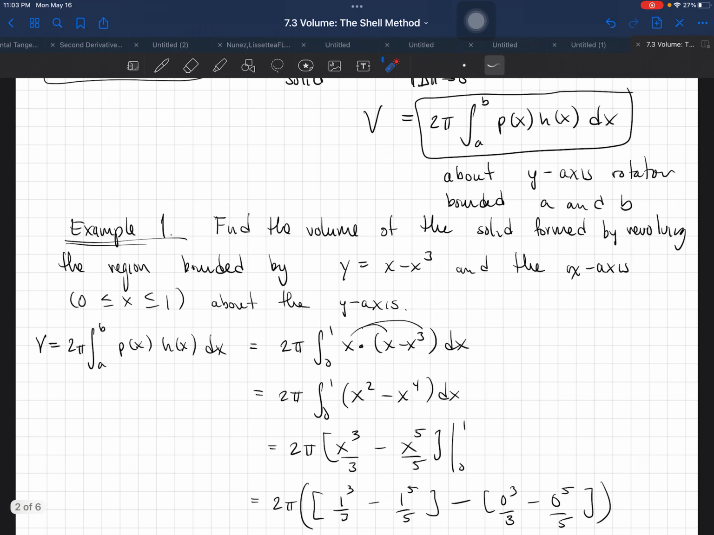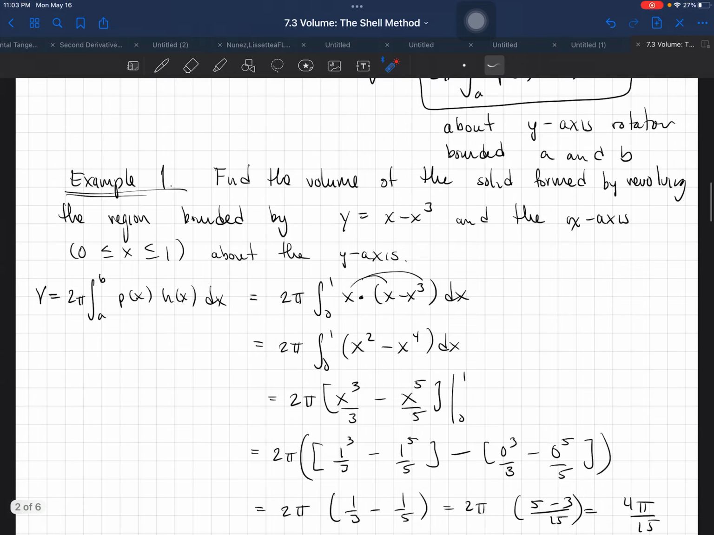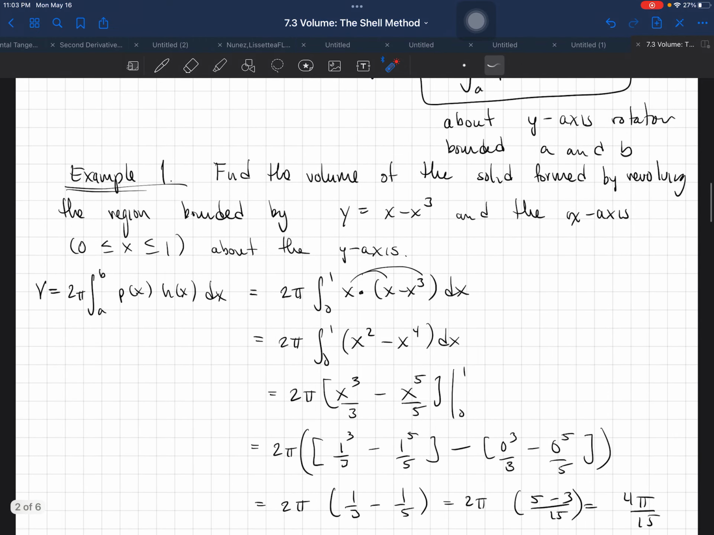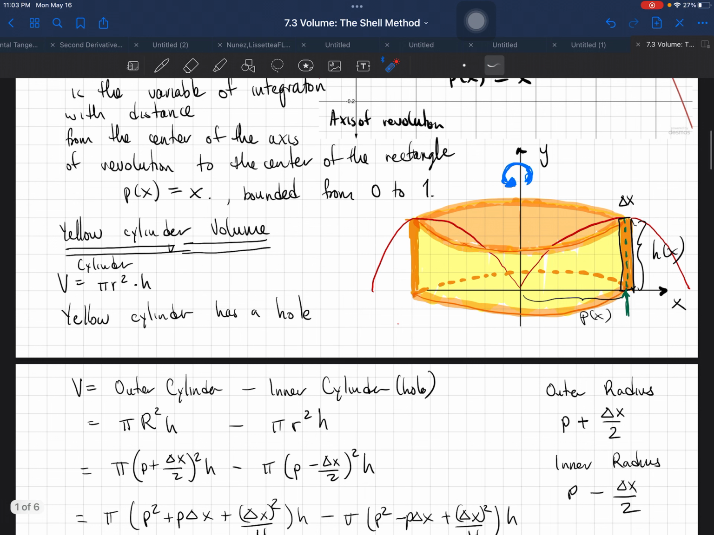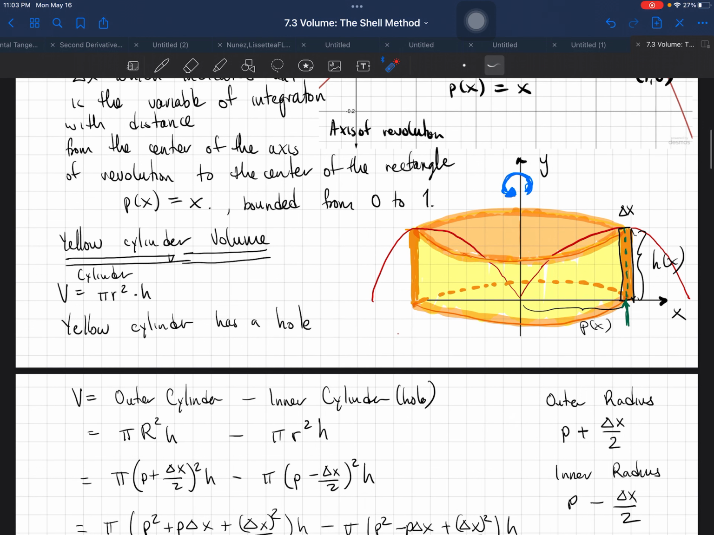So let's try this example now. Let's go ahead and find the volume using this new formula. It's the same problem. We already know a few things. What's p of x? Well, p of x is the distance from the axis of rotation to the position of your rectangle. So what is that going to be? Well, if this is 0 and this is at x, it looks like p of x is x.